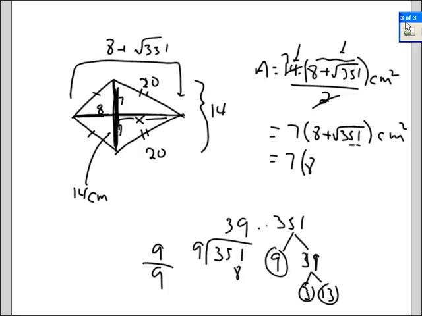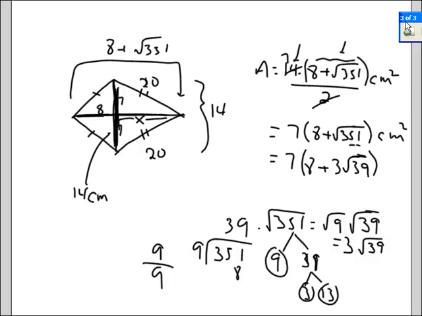So what I know is the square root of 351 is the square root of 9 times the square root of 39. And I know the square root of 9. And I don't know the square root of 39, nor can I break it up. So this is the answer that most probably your teacher would want. That's the area of that kite.